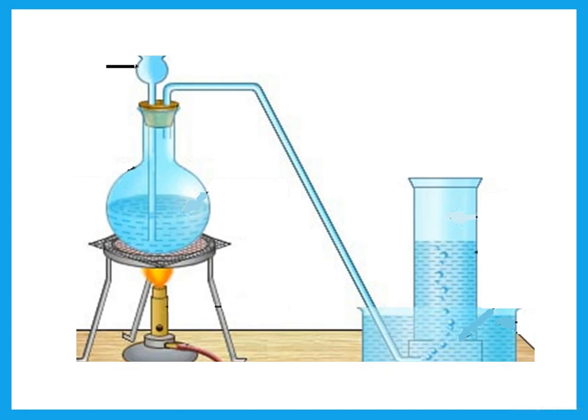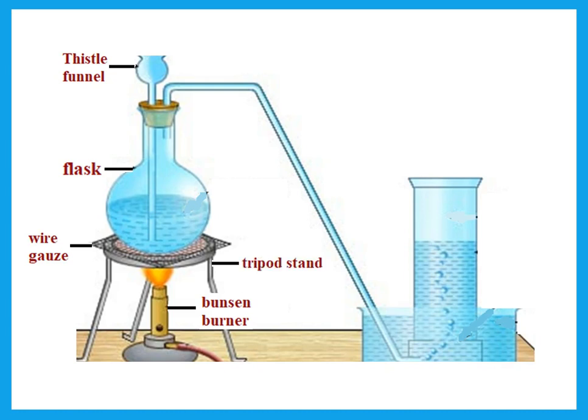While that one on top here would be what? It would be a thistle funnel. In review of all of this, this was called flask, this was wire gauze, and this Bunsen burner, this is tripod stand, this is delivery tube. This is what? A gas jar, of course, because it doesn't have any graduations.